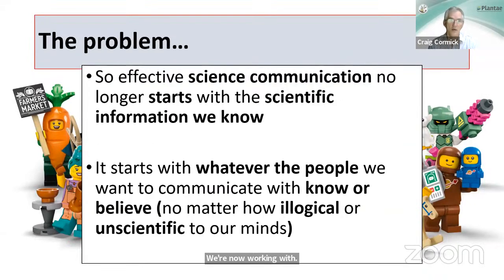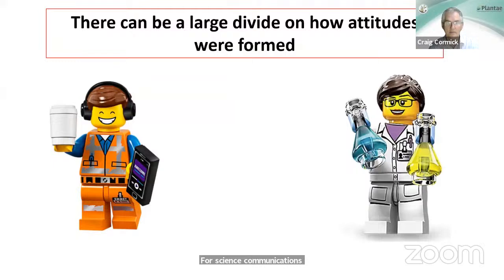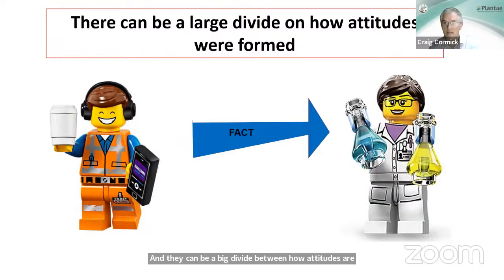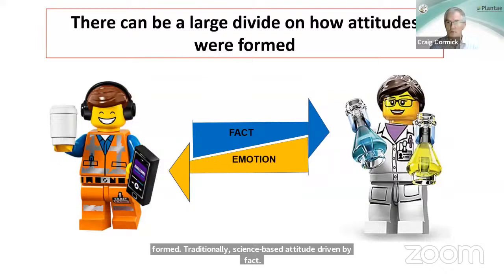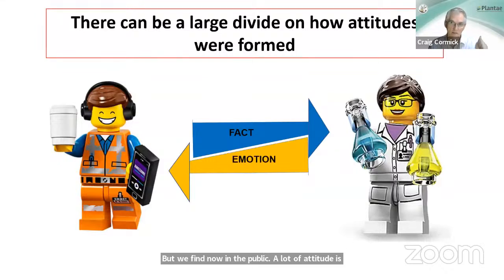So effective science communication no longer starts with the scientific information we know. It now starts with whatever the people we want to communicate with know or believe, no matter how illogical or unscientific to our minds. That now has to be the starting point for science communication. And there can be a big divide between how attitudes are formed. Traditionally, science-based attitudes are driven by fact. But we find now in the public, a lot of attitudes are driven by emotion, and fact-based beliefs and emotion-based beliefs can be quite at odds with each other.